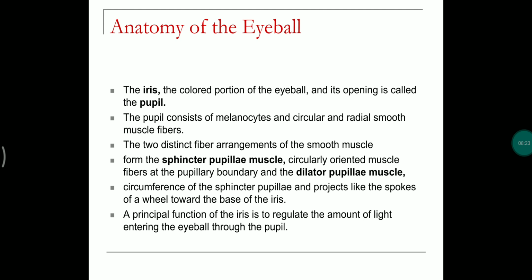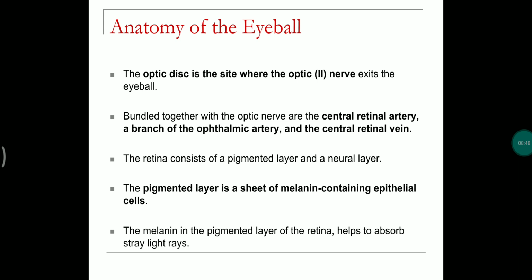The iris is the colored portion of the eyeball, and its opening is called the pupil. It consists of muscles called sphincter pupillae and dilator pupillae. The circumference of the sphincter pupillae projects like spokes of a wheel toward the base of the iris. A principal function of the iris is to regulate the amount of light entering the eyeball through the pupil.